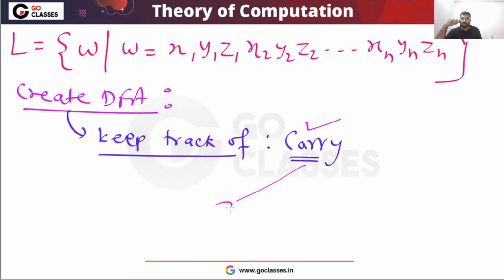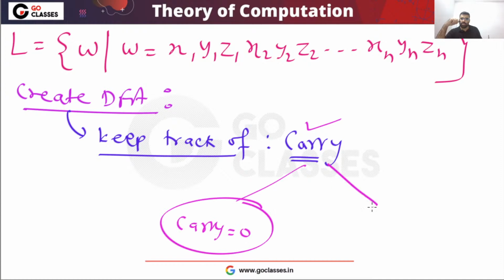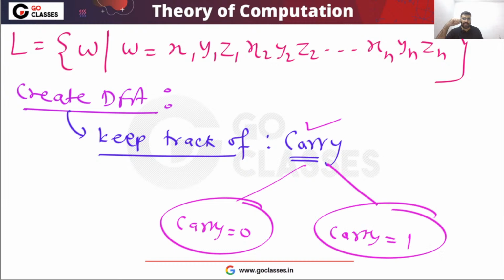Either the carry will be 0 or the carry will be 1. We have to keep track of carry, correct? Don't forget about carry. So there will be one state where carry is 0, and another state where carry is 1. Yes or no? We have to keep track of carry.